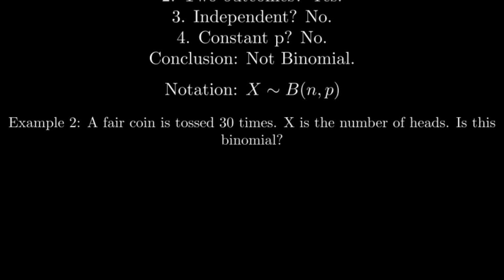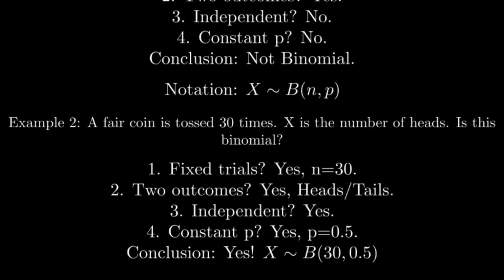For instance, if we toss a fair coin 30 times and X is the number of heads, all 4 conditions are met. We have 30 fixed trials, 2 outcomes, heads or tails, the flips are independent, and the probability of heads is always 0.5. So we can write X is distributed as B(30, 0.5).